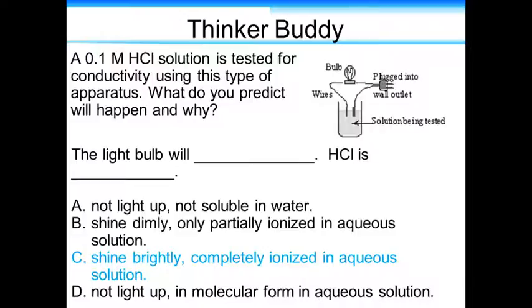But remember our conversation about electrolytes. Electrolytes are anything that forms ions in solution. So HCl is acting like an electrolyte.